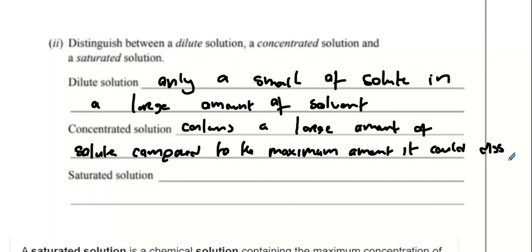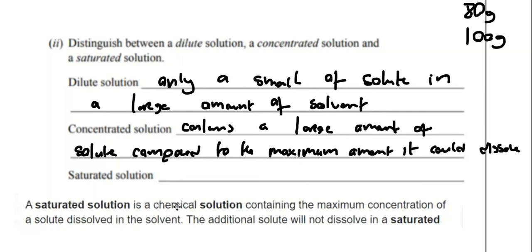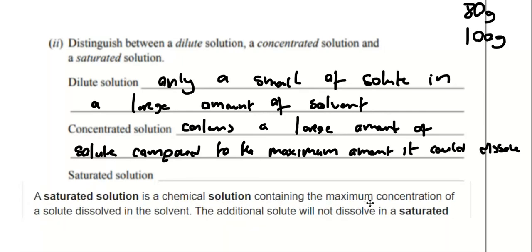So a case like that, a concentrated solution would be like, imagine if you could dissolve 100 grams of salt per 100 milliliters of water, and you are around 80. 80 would be considered a concentrated solution, but not saturated. And finally, a saturated solution is a chemical solution containing the maximum concentration of a solute dissolved in the solvent. So it means you cannot dissolve any more solute in that solvent. Okay, that's saturated solution done for you as well.